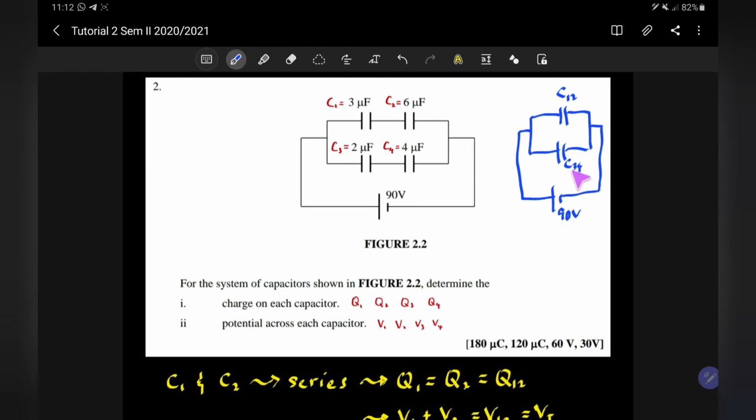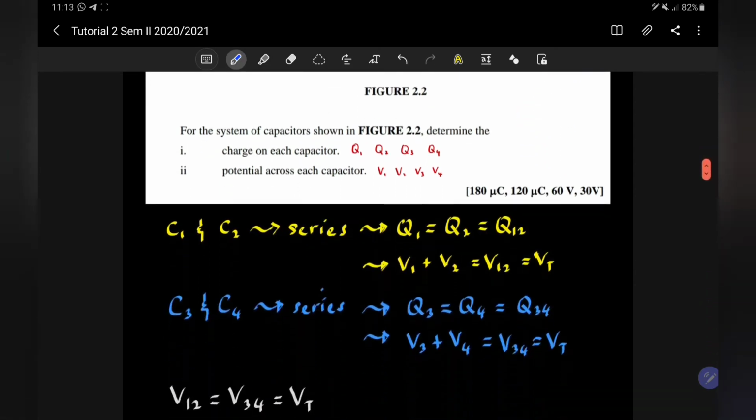Still the same for C34. We just calculate C34, which is 1 over C34 equals 1 over C3 plus 1 over C4. Then you will get C34. And then V34 still equals 90 volt, isn't it? So by knowing V and C, we may calculate Q. By getting Q34, we know that Q34 equals Q3 equals Q4. So this is the way we calculate the values needed here, which is the charge on each capacitor. Alright, so let's calculate the answer.